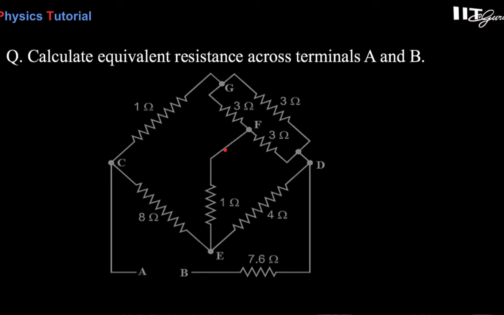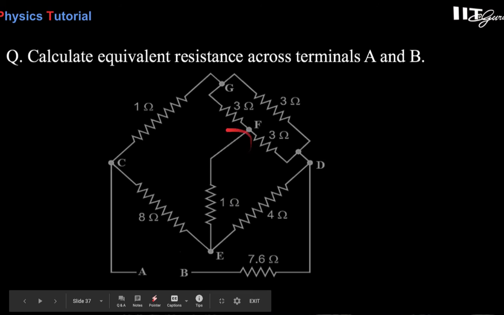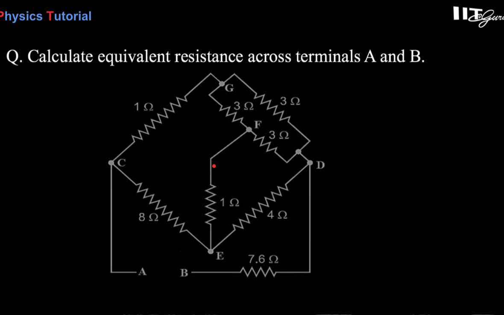If you stretch here, then you will find that there will be a star. So between G and F, there is 3 ohm. Between F and D, once again 3 ohm. And between F and E, there is 1 ohm. So this star can be converted into delta. So let's see. So the GDE points connected with 3, 3 and 1 ohm, convert this star into delta.